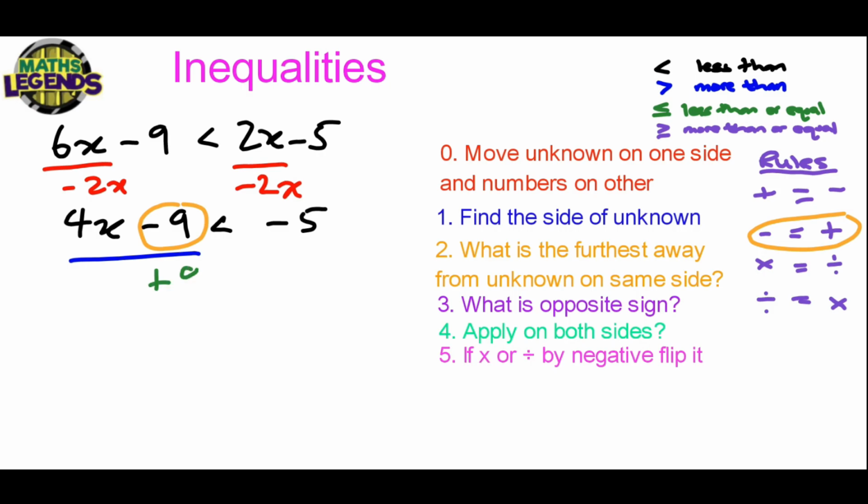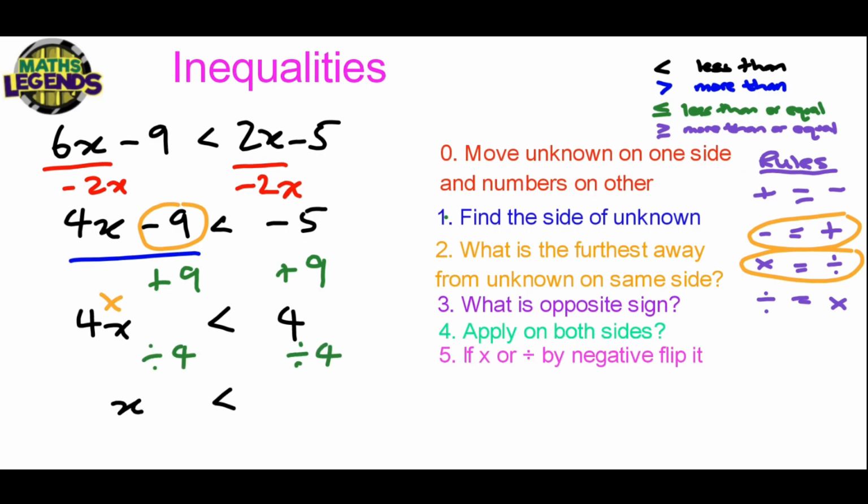So we're going to do plus 9 on both sides, simplify, so we get 4x, minus 9 plus 9 is 0, less than, again we haven't changed the sign, minus 5 plus 9 is 4. Now 4x is 4 times x, so we're going to use this rule here. So we're going to divide by 4 on both sides, and we simplify and we get x is less than 1. Again, we don't need to change the sign because we are dealing with positives.